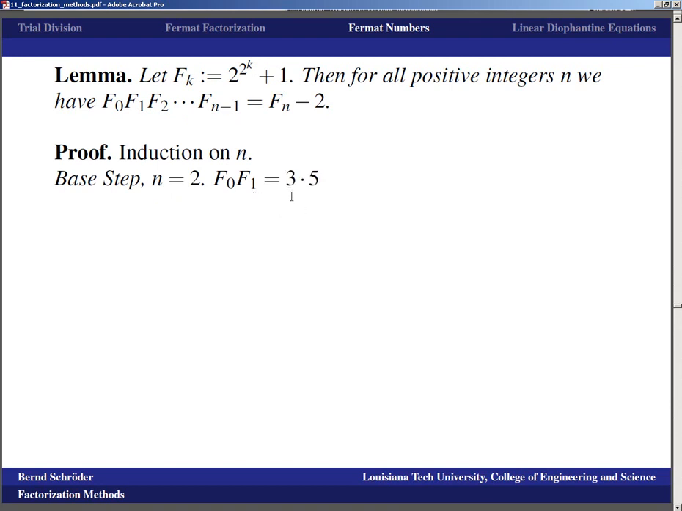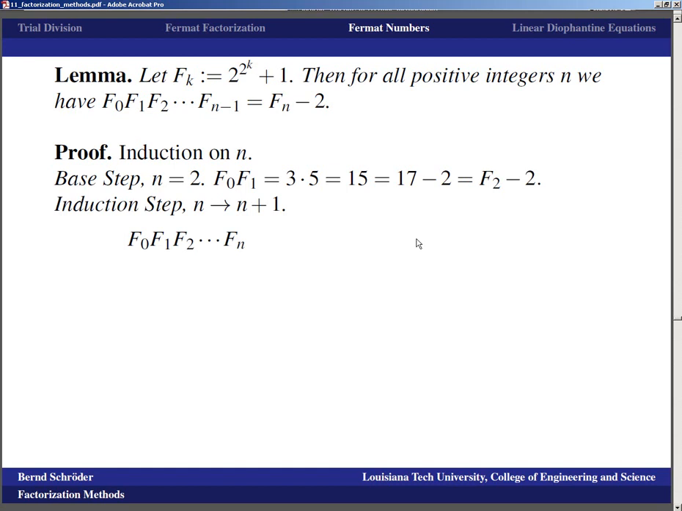We get f0 times f1. f0 would be 2 to the 2 to the 0th, so that would be 2 to the first, which is 2 plus 1 is 3, and then f1 would be 2 to the 2 plus 1, that's 5, so 3 times 5, and the f2 Fermat number is 2 to the 4th plus 1, which is 16 plus 1, which is 17, so that works because 3 times 5 is 15, and that's 17 minus 2, and 17 is 16 plus 1, which was the second Fermat number. Goodness gracious, the counting is ugly here.